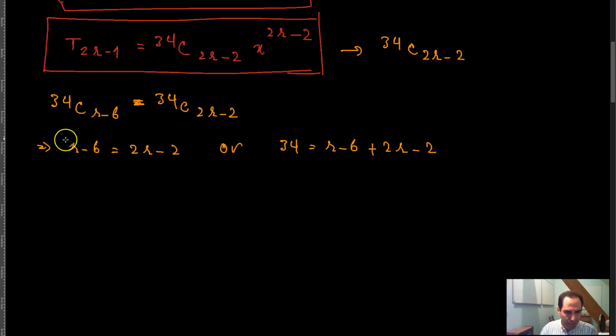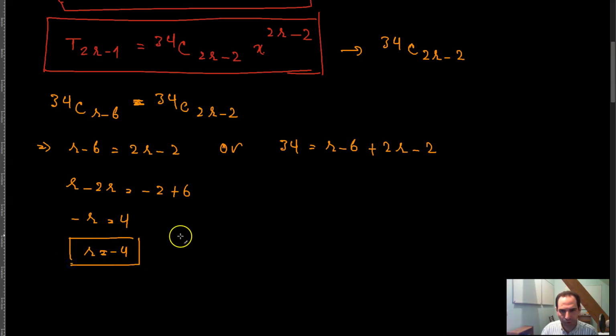Okay, so if I solve this part, I will get r minus 2r is equal to negative 2 plus 6, which means that negative r is equal to 4, which means that r is equal to negative 4. Of course, r cannot be a negative number, right? So this is not acceptable.